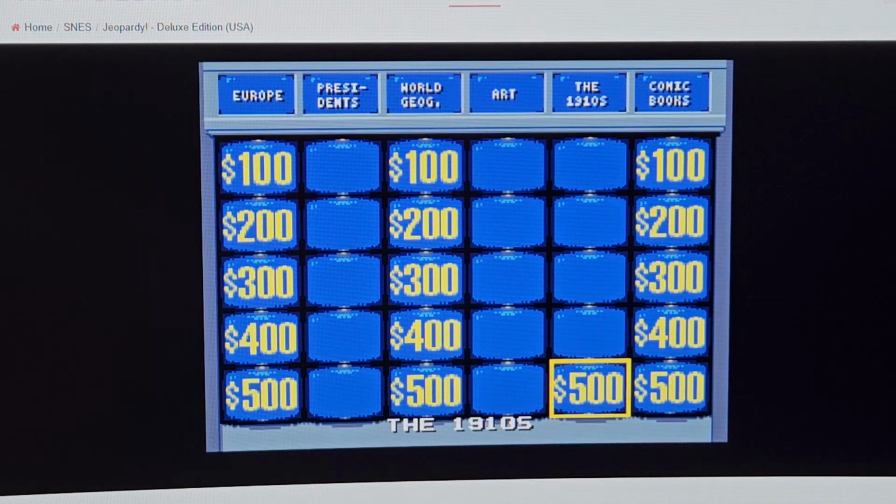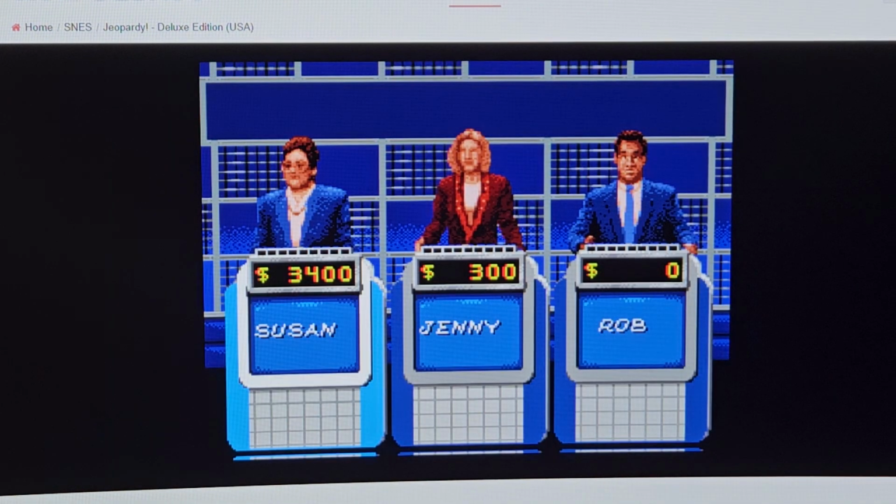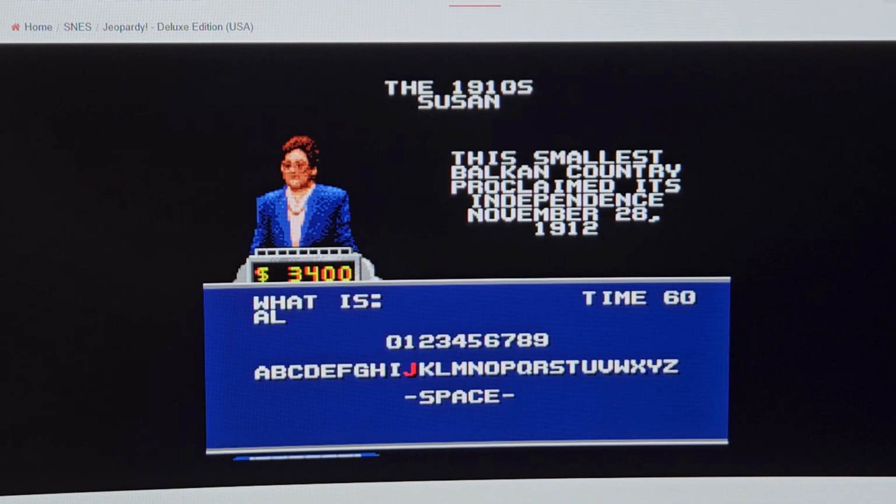Alright, let's finish up 1910s for 500. The answer is... This smallest Balkan country proclaimed its independence November 28th, 1912. What is Albania?